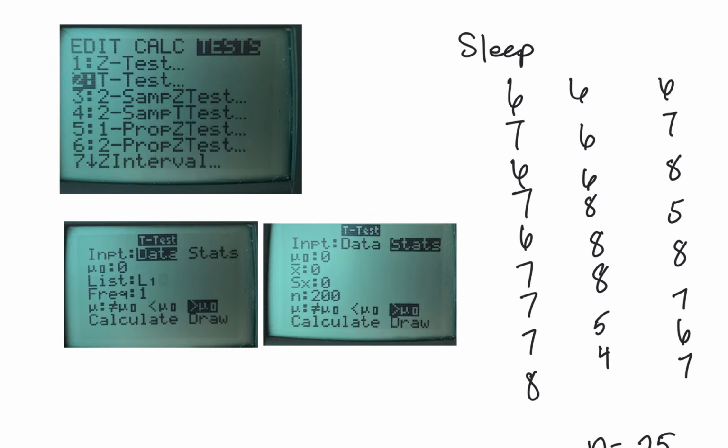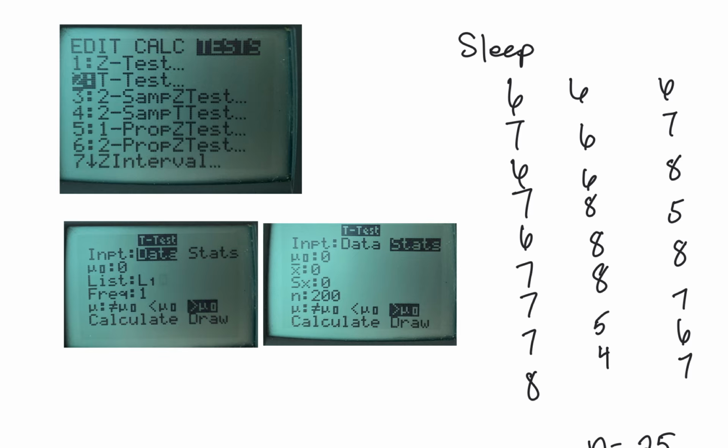When I bring up my t-test, I'm going to get some interesting things at the top. Input: data versus stats. So you've got two different setups. This is data. If I gave you stats, it would say average, sample size, standard deviation, no data at all. It doesn't matter. Data is a little bit more work for you because it means you have to enter all of these things into, guess where? Your favorite, L1. So all of our lists are now back. We're going to be working with that.